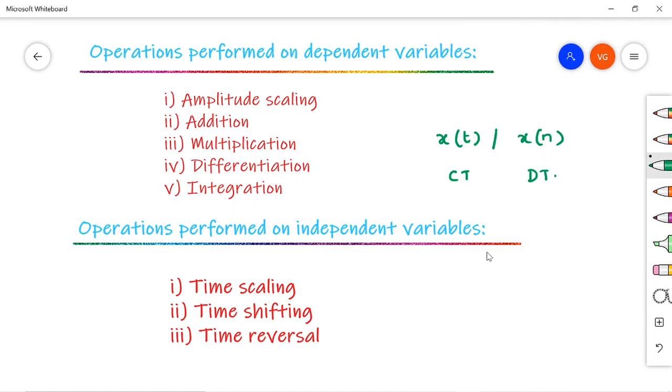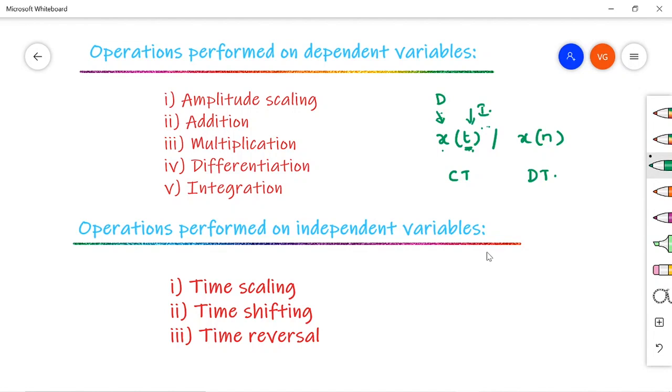From the definition of signal, signal is the information that depends upon one or more independent variables. So here x of t means t is your independent variable and x is the signal that is depending on independent variable t. So x is the dependent variable. Remember, t is your independent variable.